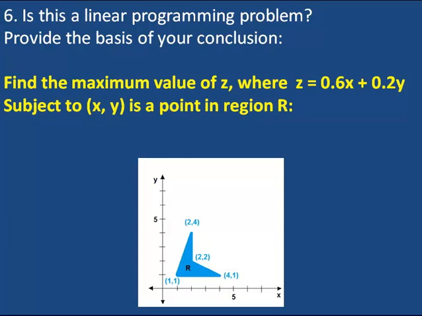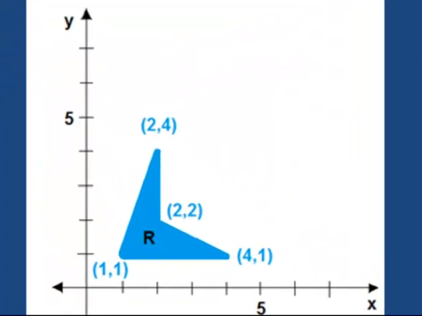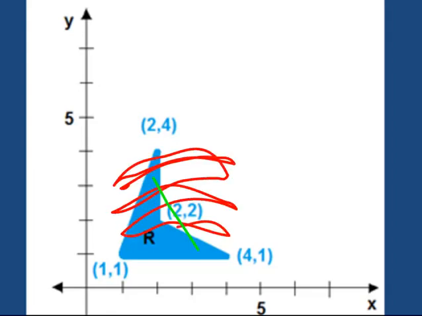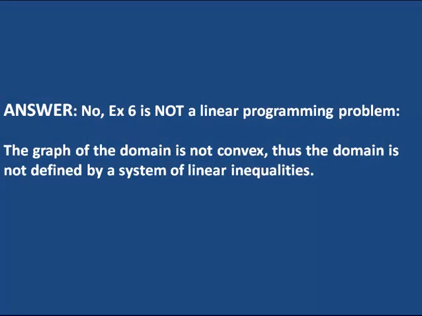Oh, graphic information. Okay, look at that region R. Oh, notice that R is not convex. You can take 2 points in R, connect them, and that line segment does not lie entirely in R. So R is not a convex region. Okay, that will disqualify question 6 from being a linear programming problem. Here's our answer. No, exercise 6 is not a linear programming problem. The reason: the graph of the domain is not convex. Thus, the domain is not defined by a system of linear inequalities.